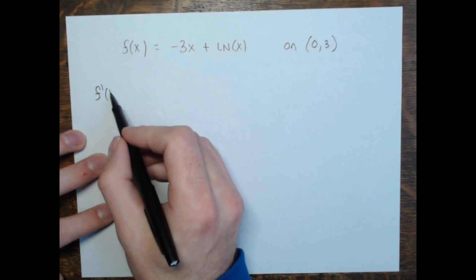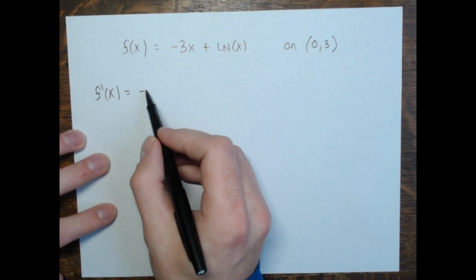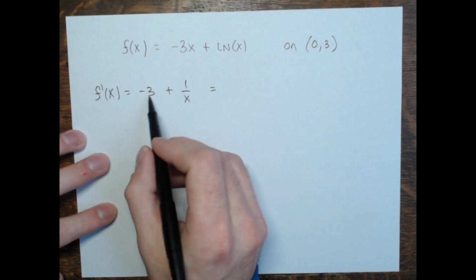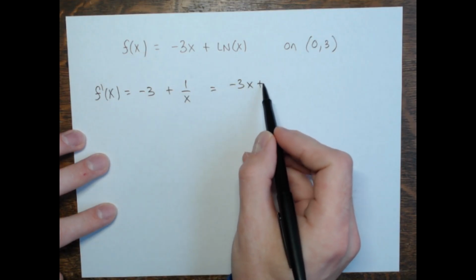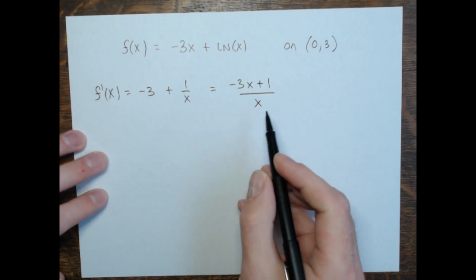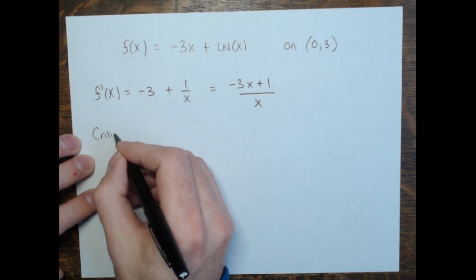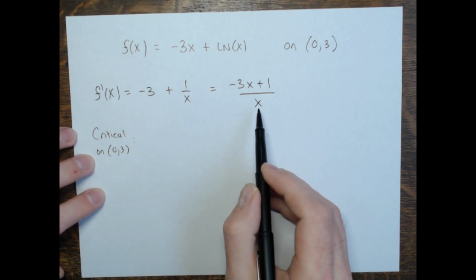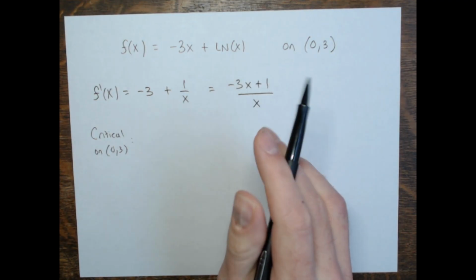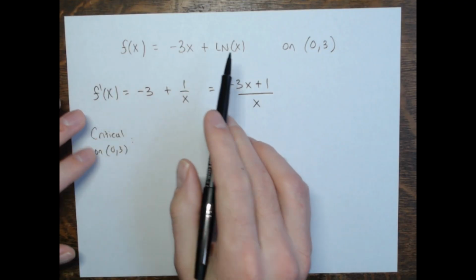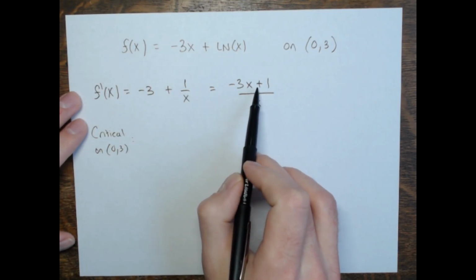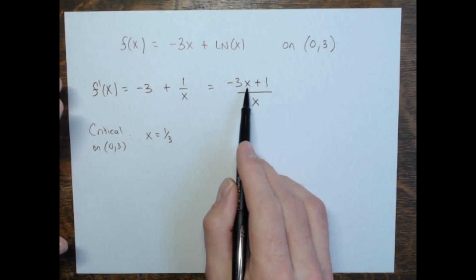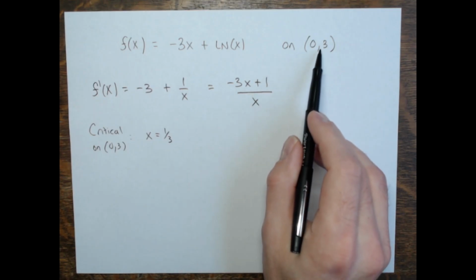So the first derivative would be negative 3 plus 1 over x, which if you want to put those together would be negative 3x plus 1, all over x. So for my critical values in this interval from 0 to 3, obviously 0 is not working, not even for the original function, so don't worry about 0. But what makes the numerator 0 would be a third. x equals 1/3. That would make this whole thing 0, and that's in this interval.